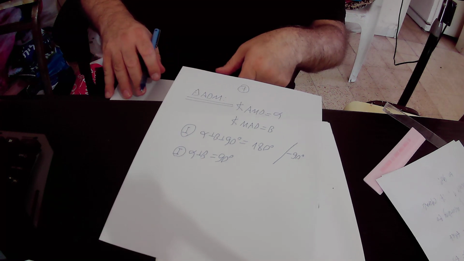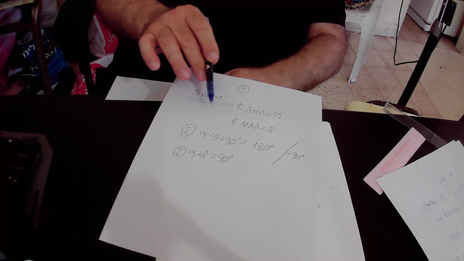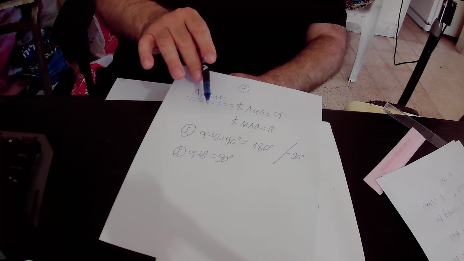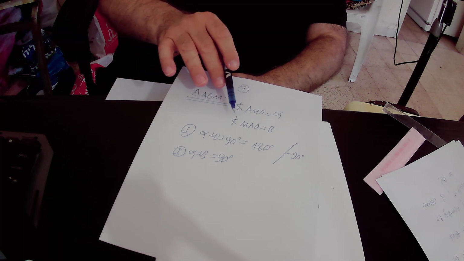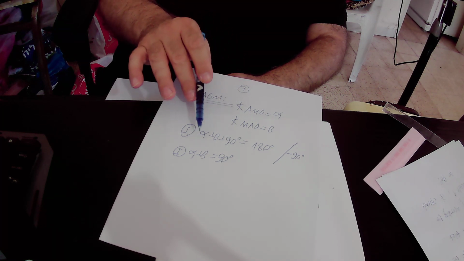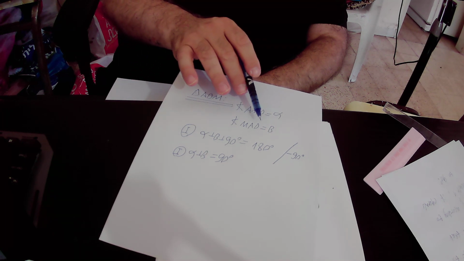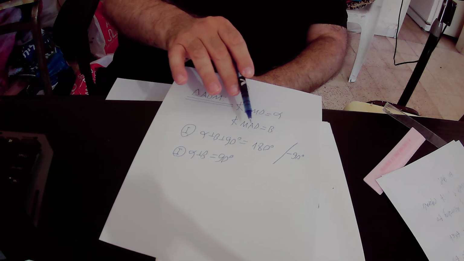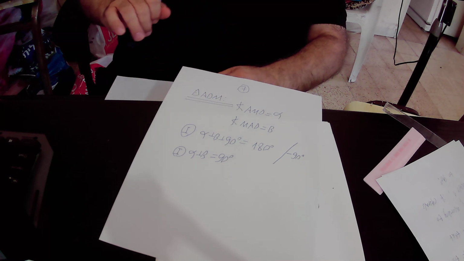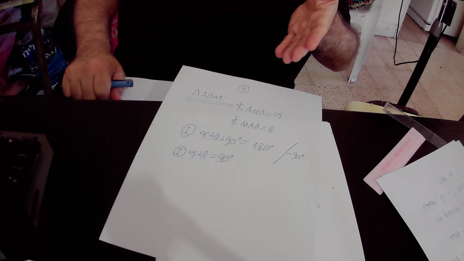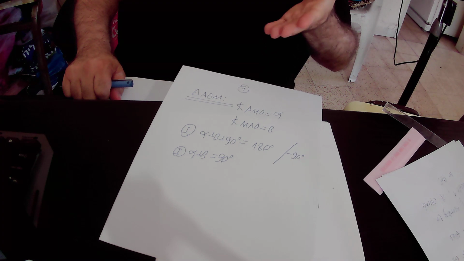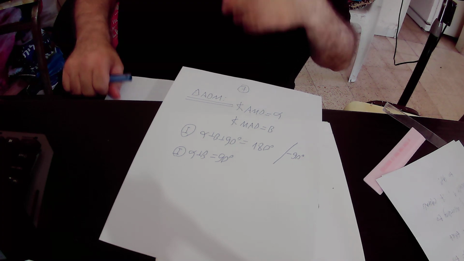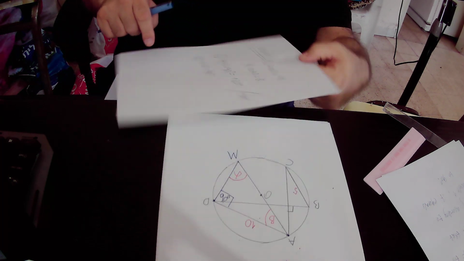So we subtracted 90 degrees from equation number 1. Alpha plus beta plus 90 degrees minus 90 degrees equals alpha plus beta, and 180 degrees minus 90 degrees equals 90 degrees. In the next step, we will subtract alpha from equation number 1, from this equation.